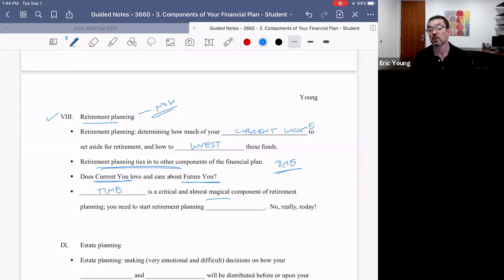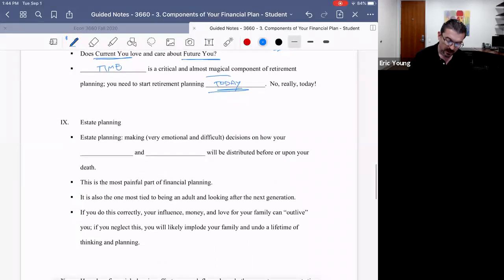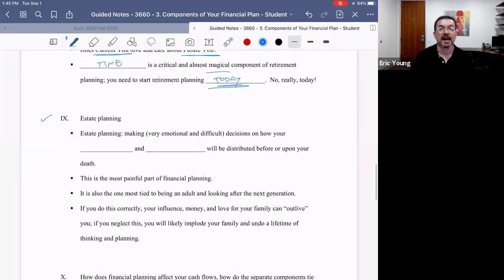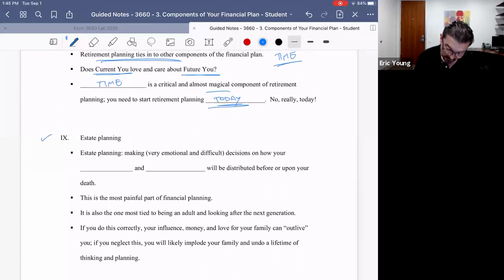Because of that, if you truly care about future you, you need to start your retirement planning today. And by that, I mean really today. Today. Not later, but today. And in an upcoming lecture on the time value of money, we will learn the magical beauty of compounded interest over time. The final part of a comprehensive financial plan is estate planning.